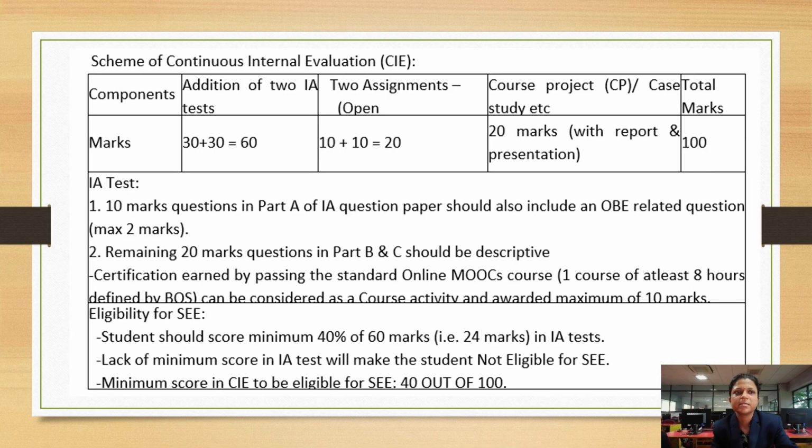Then coming to the scheme for continuous internal evaluation, since it is a 3 credit course, the internal marks are 100 and external marks are 100. I1 and I2 count for 30 each, that is 60, and we have 2 OBAs, that is 20 marks, and the course project, which you'll be given to do and present, is 20 marks. So the total counts to around 100 marks. The same theory paper will be for 100 marks, which follows the same scheme as your core subjects.